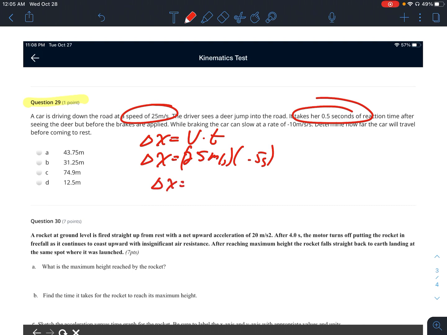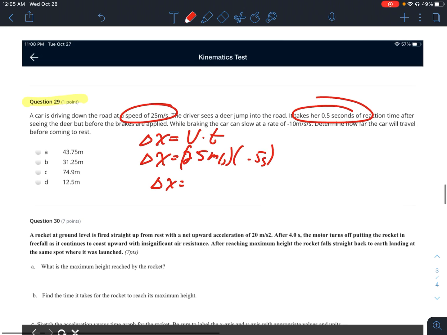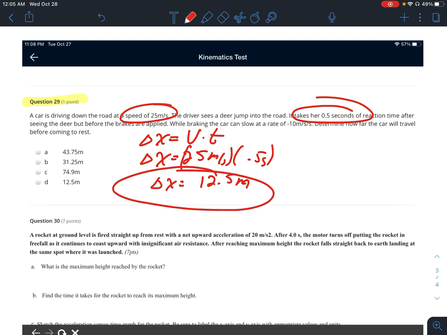So for the first half a second, actually we can do it all in one shot, really. Oh, okay. So during that reaction time delay, our car has moved 12.5 meters, which is kind of scary of how far we actually move when we're driving with a half a second reaction time.